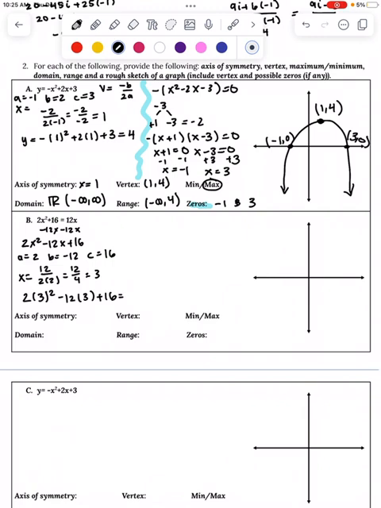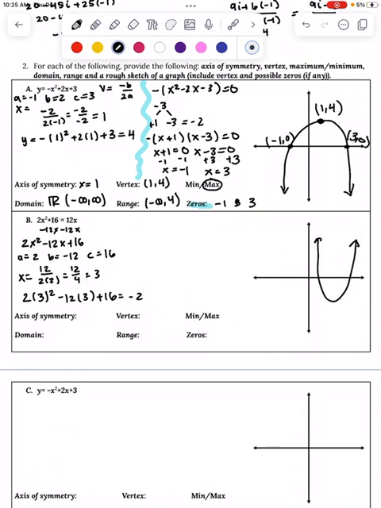I'm getting negative 2, and I'm gonna actually go ahead and graph this as well. So I've got 2x squared minus 12x plus 16. I need to plug in my iPad. I'm gonna hit graph. All right, I can use that to graph it.